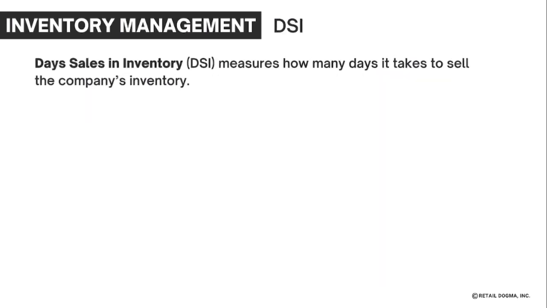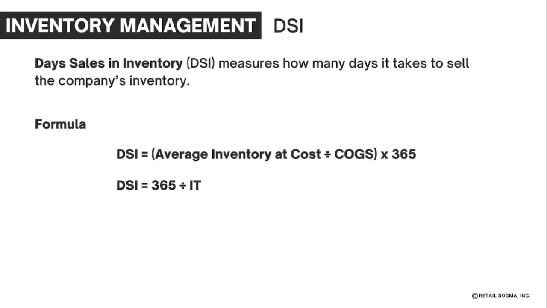Another metric that's closely related to inventory turnover is days sales in inventory. Days sales in inventory measures how many days it takes to sell the company's inventory. It's also a metric that measures the efficiency of inventory management process at the business. The formula for days sales in inventory is average inventory at cost divided by COGS and then multiplied by 365. In other words, days sales in inventory equals 365 divided by inventory turnover.